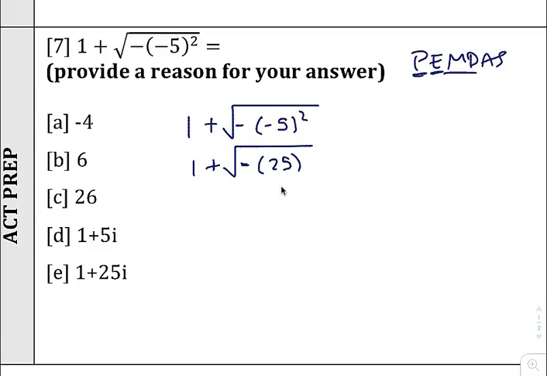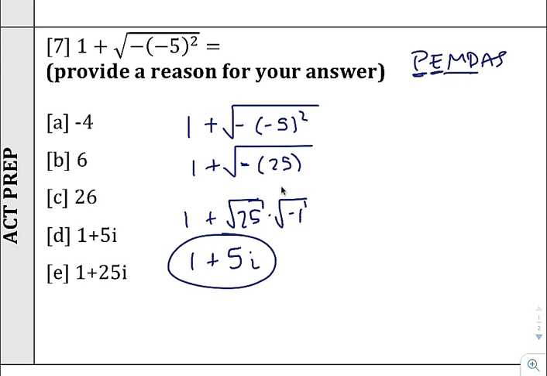Now let's do our multiplication and division. So 1 plus the square root of negative 25. Now, we've dealt with this before. Now that we have some knowledge of complex roots, we know the square root of negative 25 will break down into the square root of 25 times the square root of negative 1. And so the square root of 25 is just 5, the square root of negative 1 is i, and so we should have 1 plus 5i, and look at that, we have our value right there. So the key in this was actually, Please Excuse My Dear Aunt Sally.